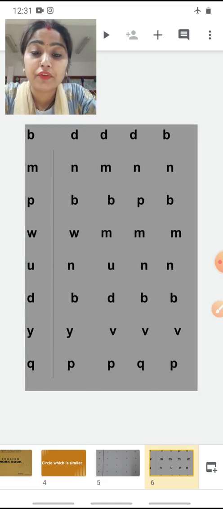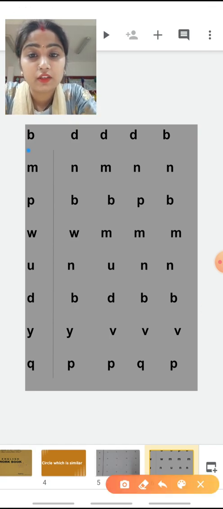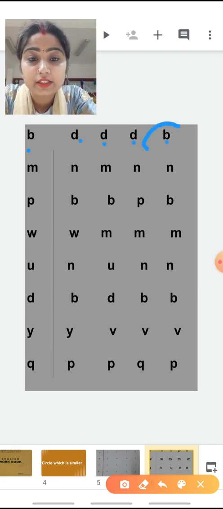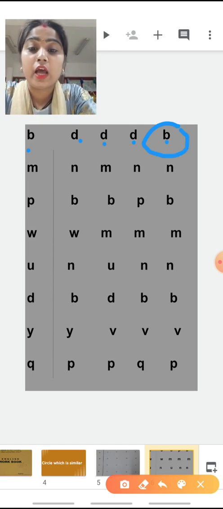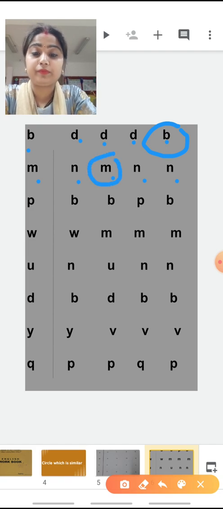Now what we are going to do? We are going to circle the similar letter. Okay, first one, B is given. Okay, now D, D, D, B. Which one is similar? Yes, B is similar. Good. Now M is given. Second one is M. Now N, M, N, N. Which is similar? Tell me. Yes, M is similar. So we have circled M.